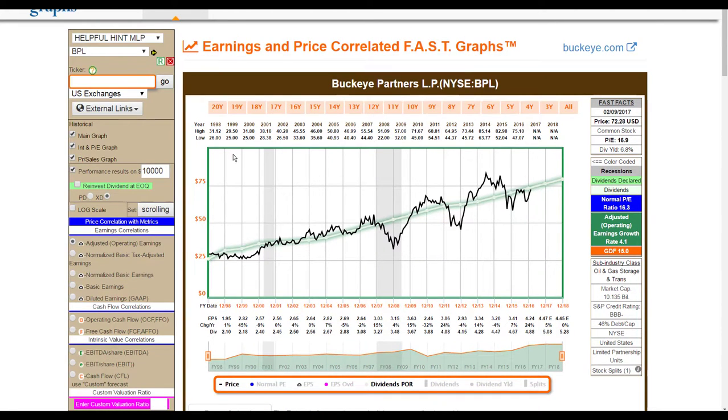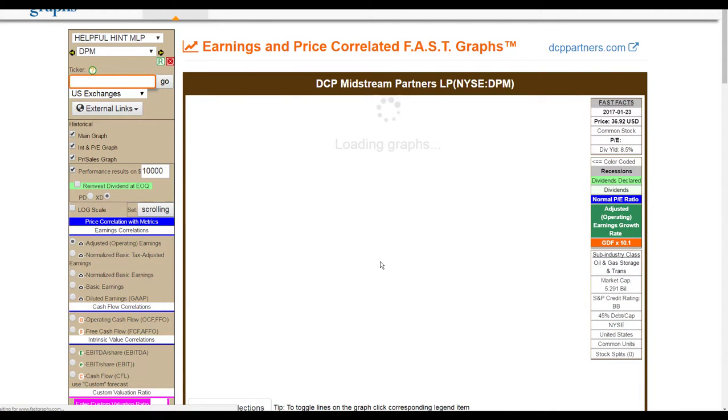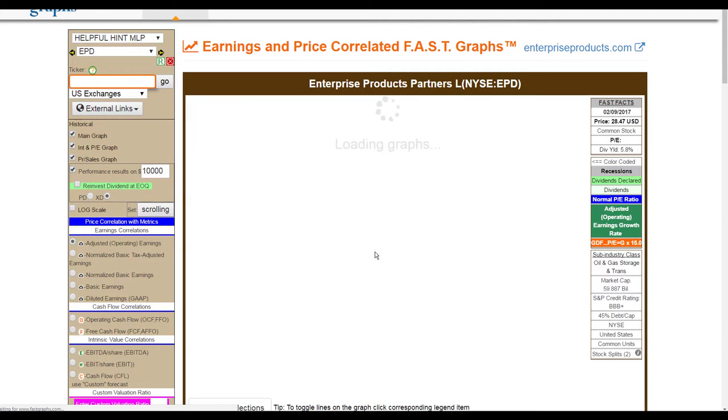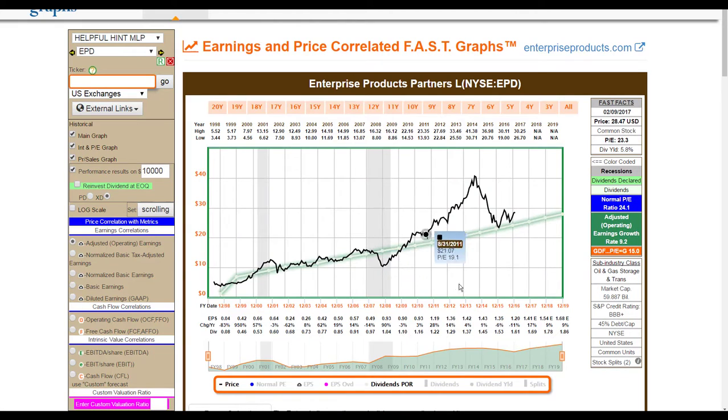Now, at this point, I'm going to very quickly go through several of the examples in a portfolio I built called Helpful Hint MLPs to illustrate this relationship between MLPs' dividends and their stock valuations. Here we have DCP Midstream. You can see a period of significant undervaluation relative to the dividends. And again, you can see that occurring again recently. These are not perfect correlations, but in my way of thinking at least, you get some pretty extraordinary valuation models by looking at just the MLP and their price relative to their dividends.